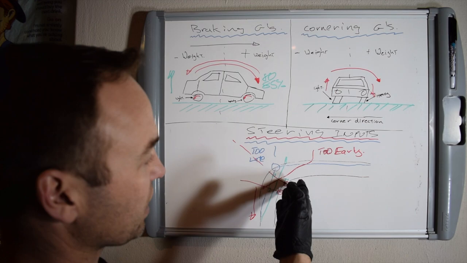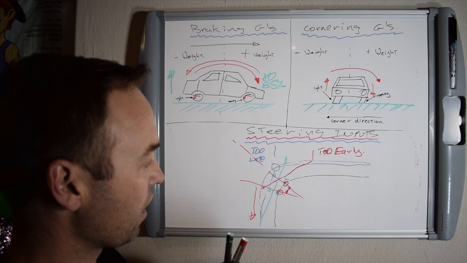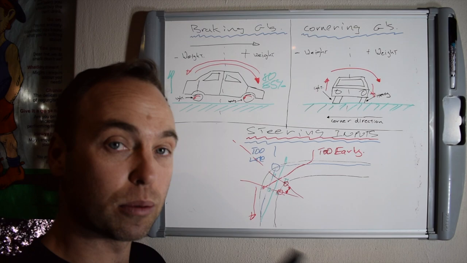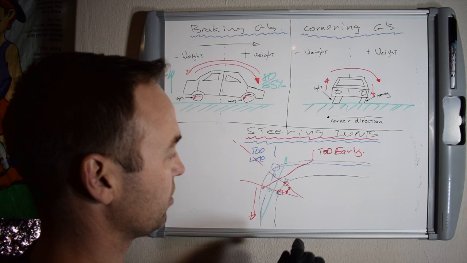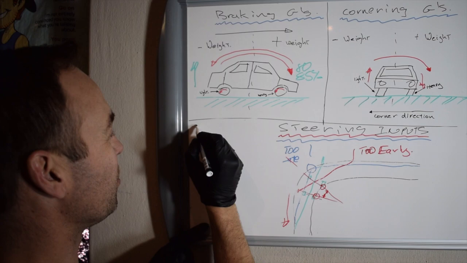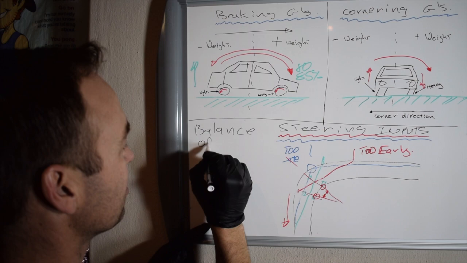The clipping point might be different based on the trajectory you're trying to carry. It'll also be different in a rear wheel drive car. Your turning and power application will be very different in a rear wheel drive car. So we'll get to power application in a minute. I call balance of grip.